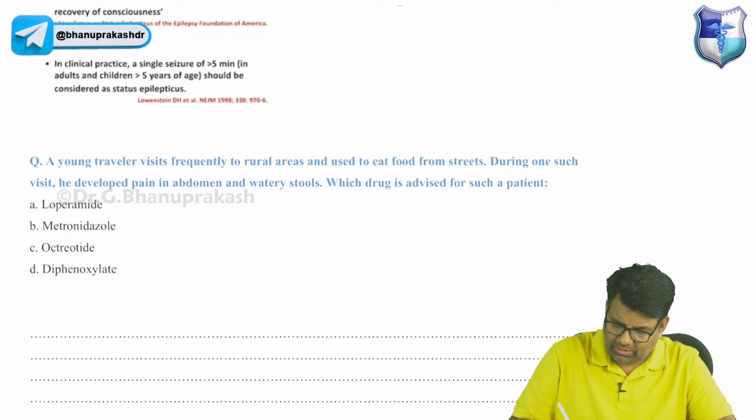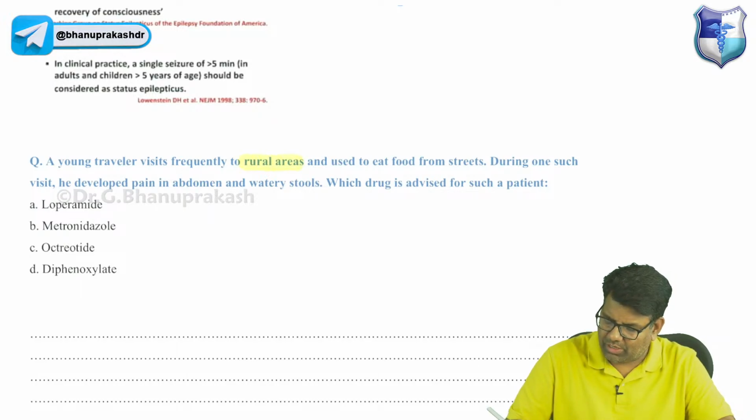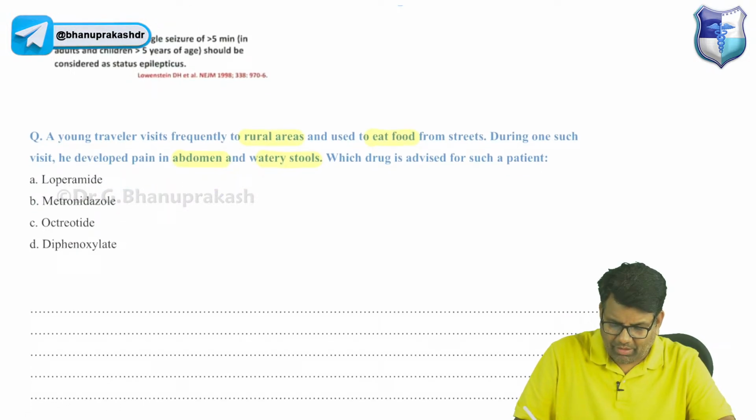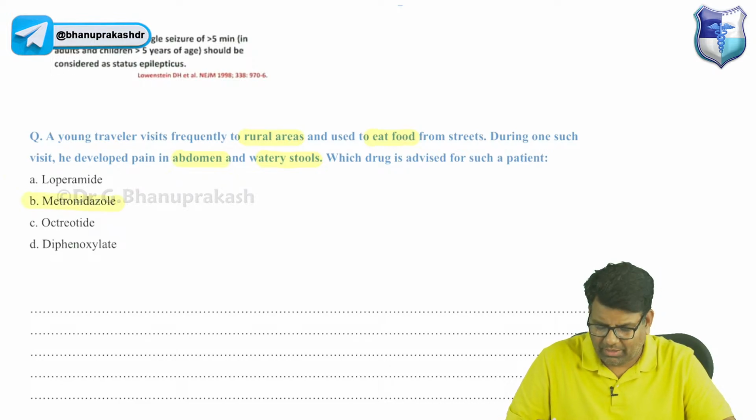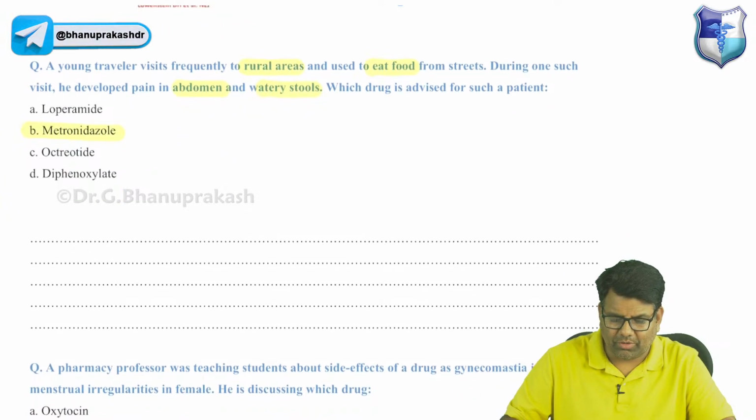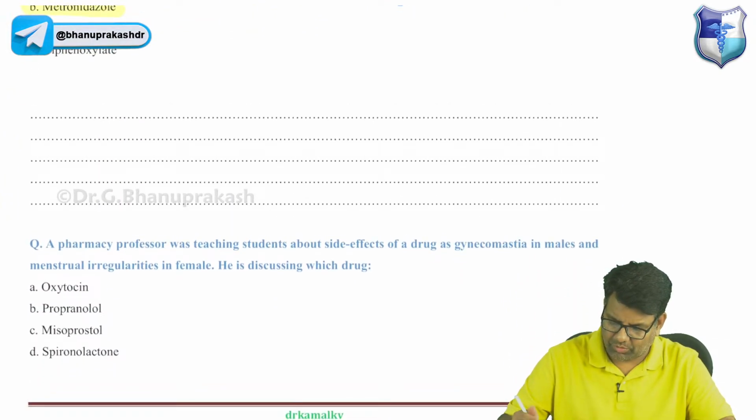Now, a young traveler who visits rural spaces had taken something unhygienic and he developed abdomen pain with watery stools. So, what should be given? It is metronidazole. Metronidazole. Now, next question.